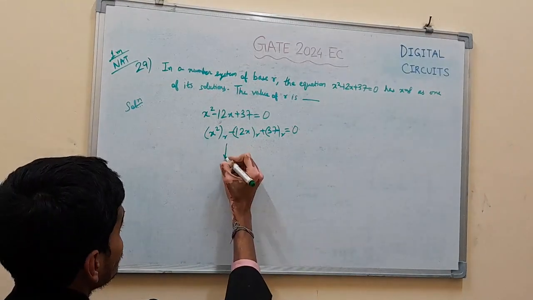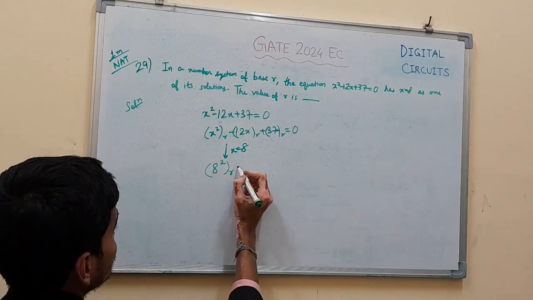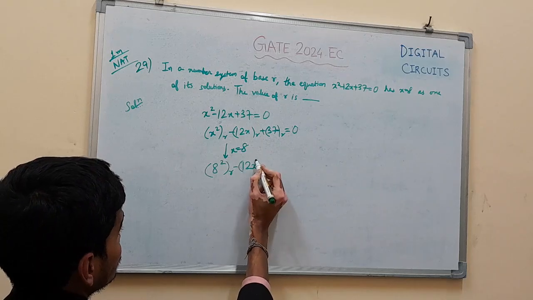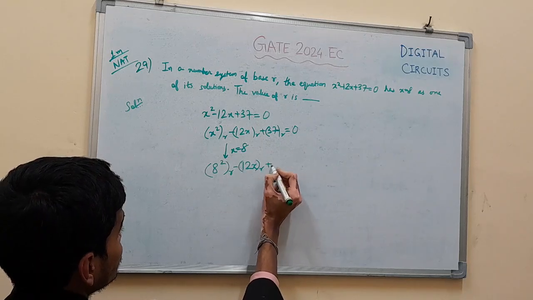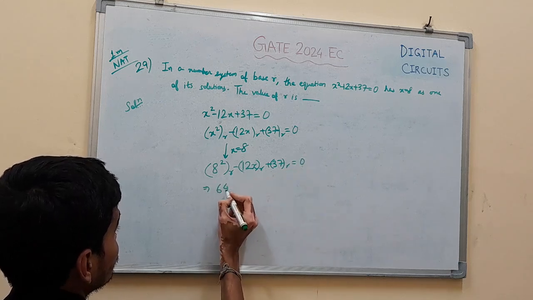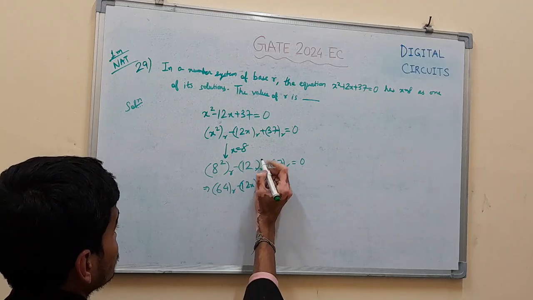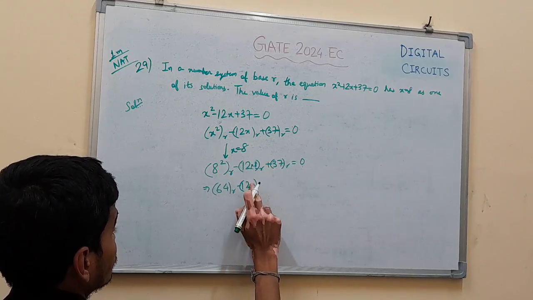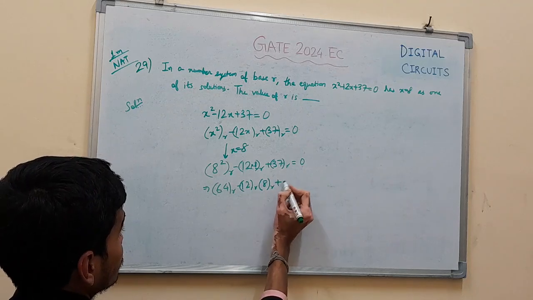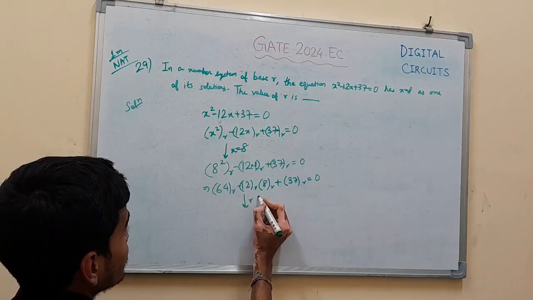Now it is given that x equal to 8 is a solution. So if you put 8 square base R minus 12x base r plus 37 base r equal to 0. So 64 base r minus 12 into 8, sorry, 12r into 8 plus 37r. Let's convert it from r to base 10.